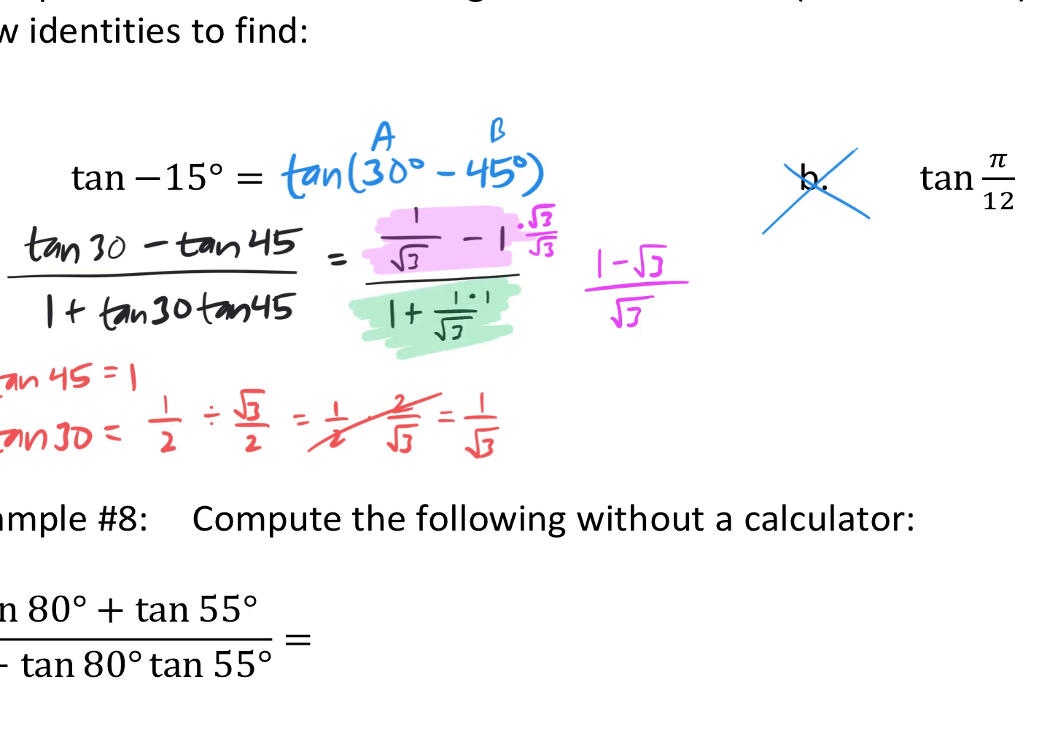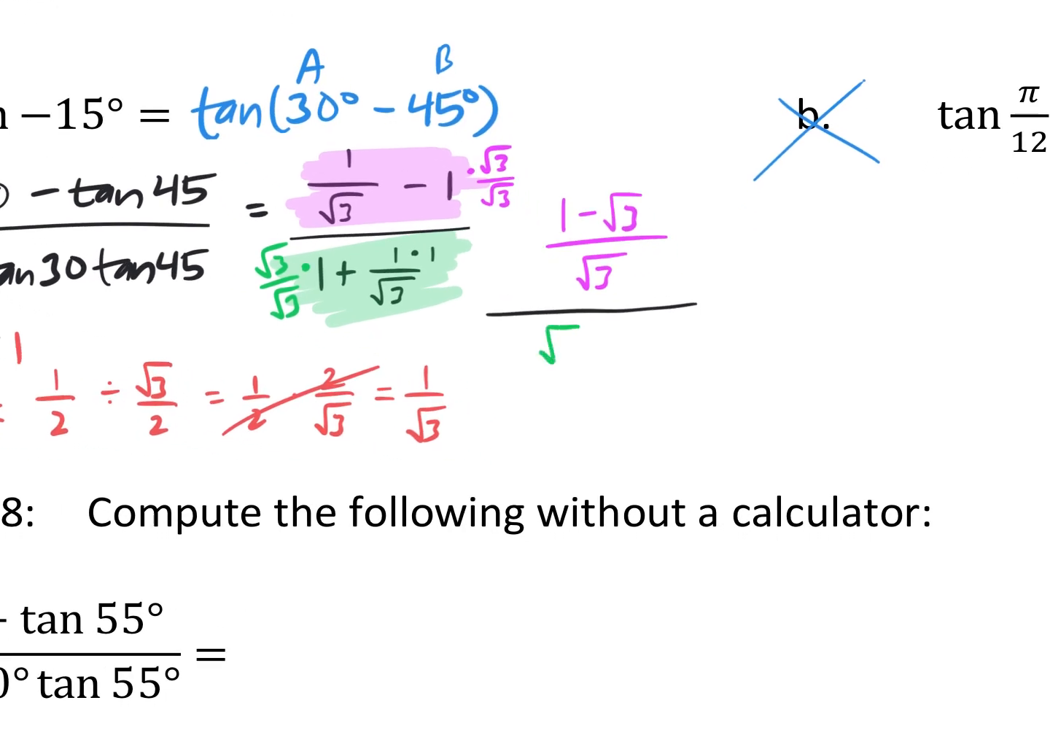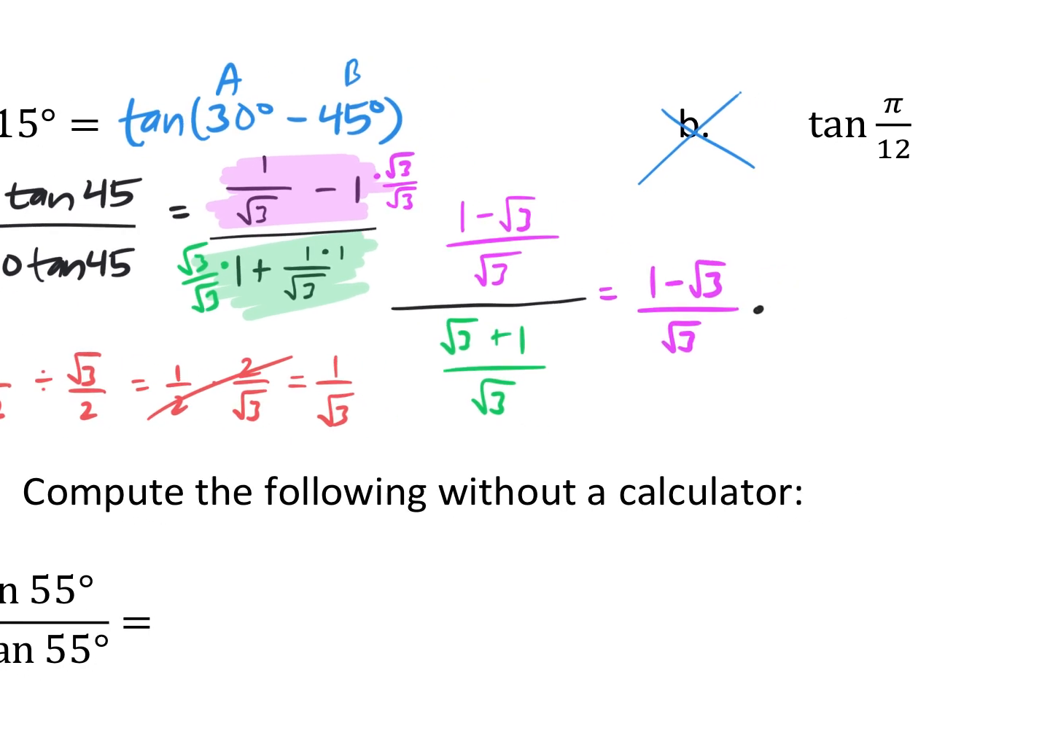Okay, then in the denominator, we're going to do the exact same thing. Common denominator here means I'm going to multiply the 1 times the square root of 3 over square root of 3. And this gives me the square root of 3 plus 1 over the square root of 3. And now we're close, but we still have fractions and fractions, so what can I do? Keep, change, flip. So I'm going to rewrite this as 1 minus the square root of 3 over the square root of 3. Then we're going to multiply by the reciprocal.